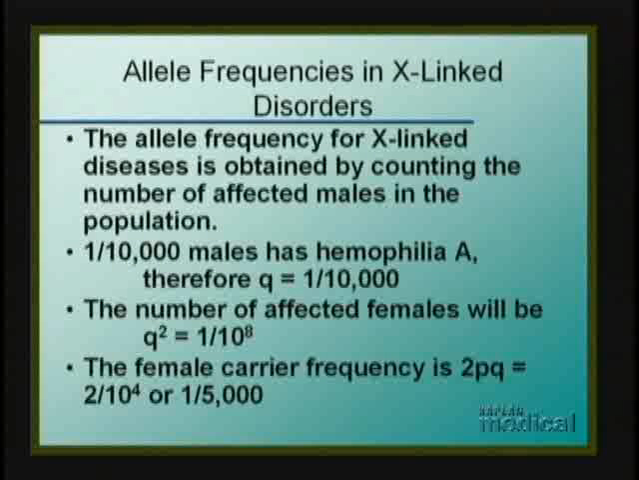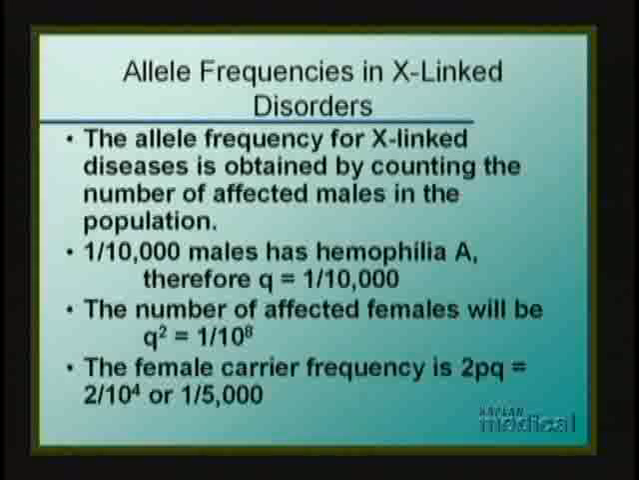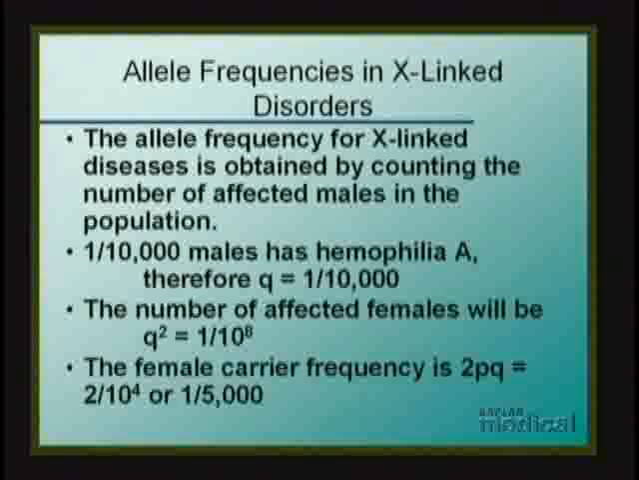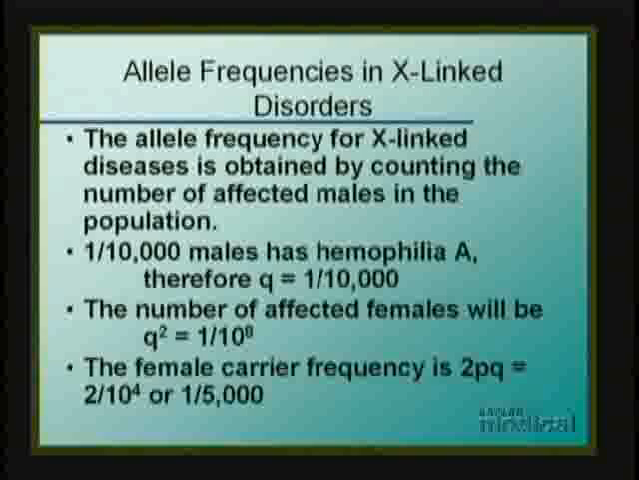We can also use the Hardy-Weinberg equation to calculate the carrier frequency in females for an X-linked disease. The female carrier frequency would be 2pq. Again, we will round off p to 1 to simplify the equation, so that the carrier frequency will be 2q. In this case, 2 divided by 10,000, that is 2 divided by 10 to the 4th power, or 1 in 5,000. So for hemophilia A, approximately 1 in every 5,000 females will be a carrier for this disease.